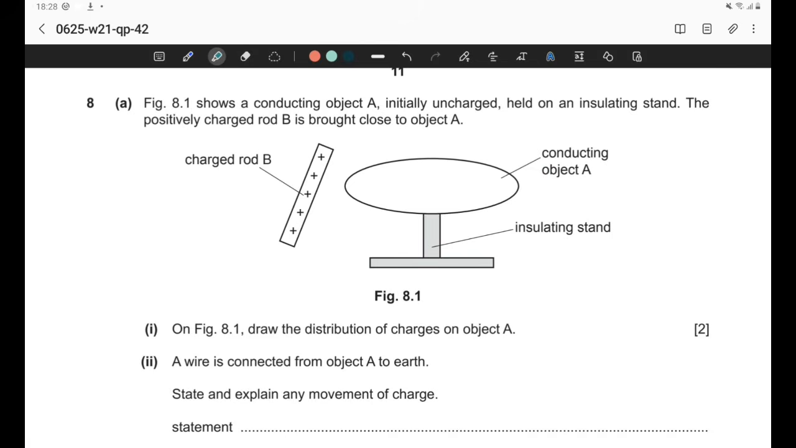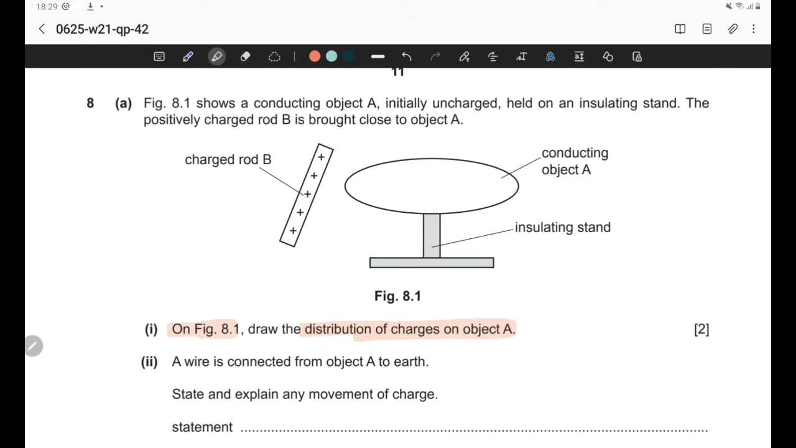Question 8 Part A, figure 8.1 shows a conducting object A, initially uncharged, held on an insulating stand. The positively charged rod B is brought close. So in this question we are provided with a conducting object A, which is a conductor but uncharged. That means it has an equal number of positive and negative charges, and it is kept on an insulating stand. And another positively charged rod B is brought close to the object A, where A is uncharged.